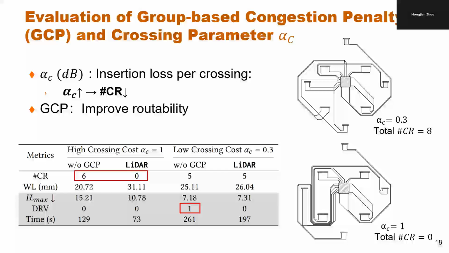Finally, I want to show LiDAR's capability of handling different crossing parameters, alpha C, and evaluate the effects of the group-based congestion penalty. The higher the crossing parameter, the lower the crossing number it will give. And without the group-based congestion penalty, DRV is introduced when alpha C is 0.3.